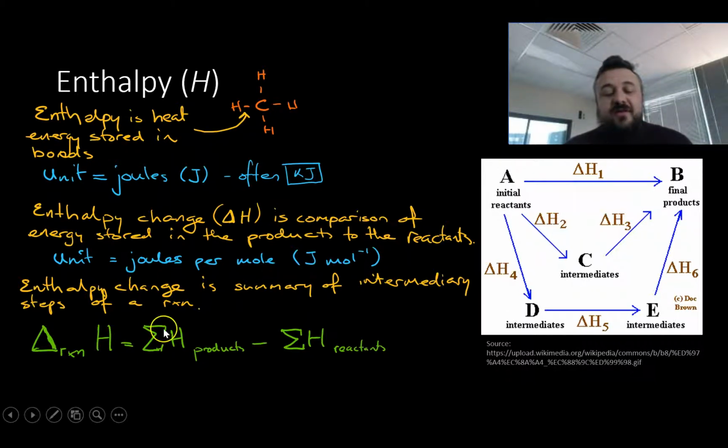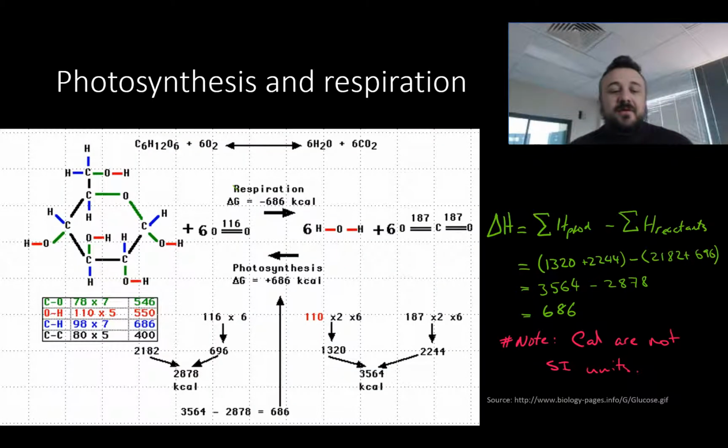So delta H equals the sum of the enthalpy of the products, so that's here, so all the sum of the enthalpies of the energy stored in the bonds, minus the sum of the energies stored in the bonds of the initial reactants. And that gives us that change.